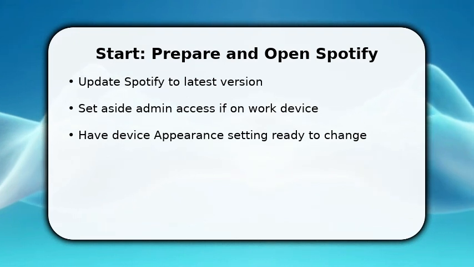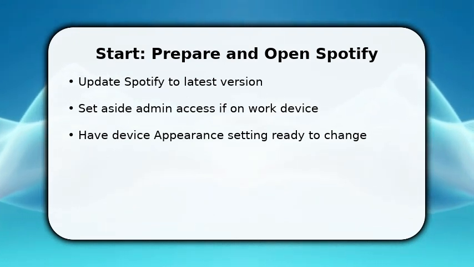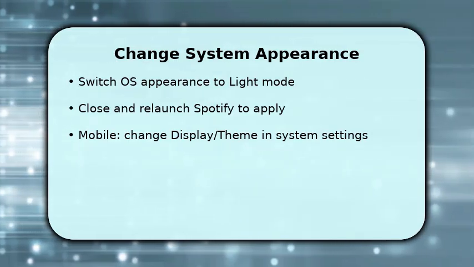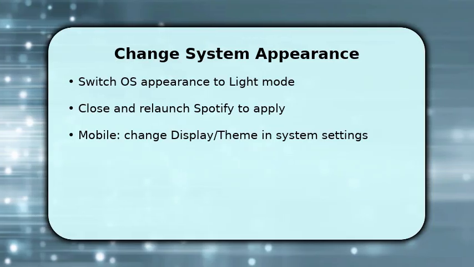Now change the device-wide appearance to light. On Mac, choose Appearance, Light. On Windows, pick Light under Colors. On iPhone or Android, choose Light or disable Dark Theme.